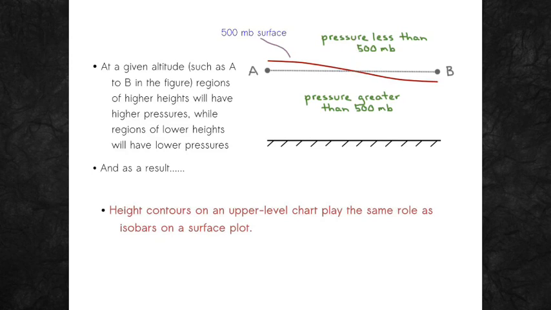Well, if we think about our horizontal line now, over here at A, this point is actually below our 500 millibar surface, which means the pressure over here is bigger than 500 millibars. If we go to the other side, point B is above the 500 millibar surface, which means its pressure is less than 500 millibars. Which means that we can infer directly from the information in the figure that the pressure at point A is greater than the pressure at point B.